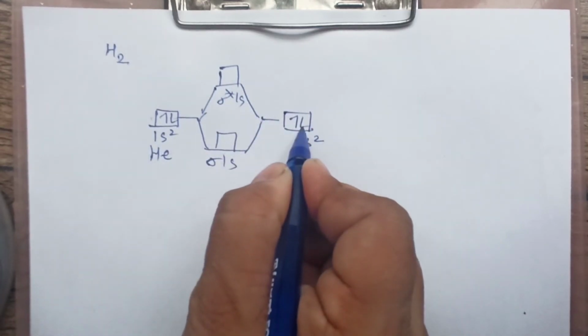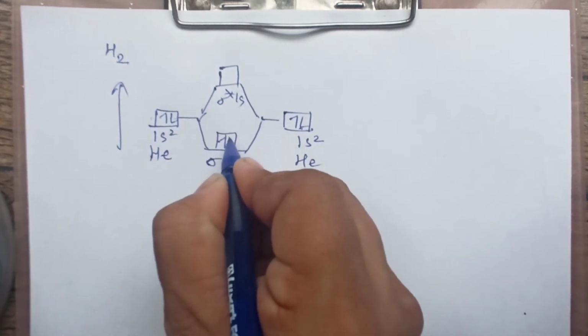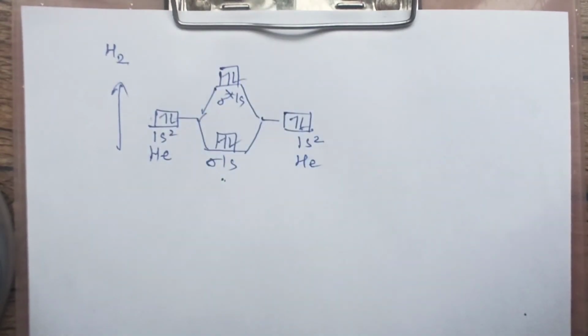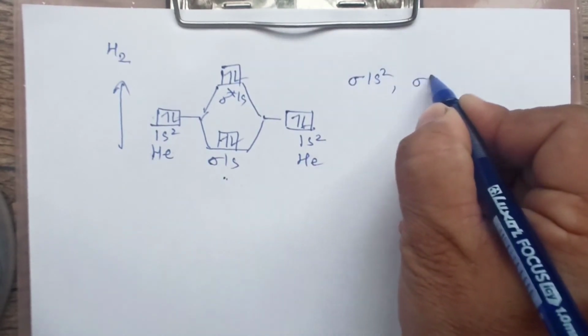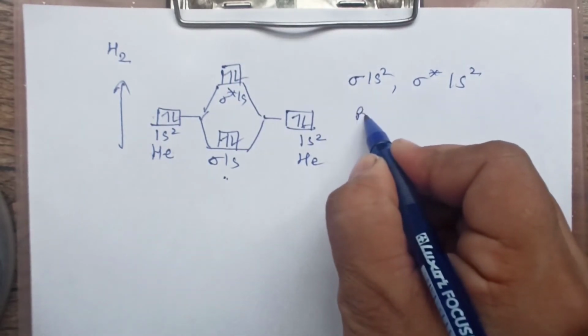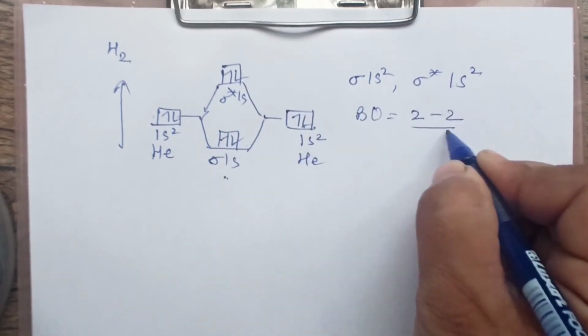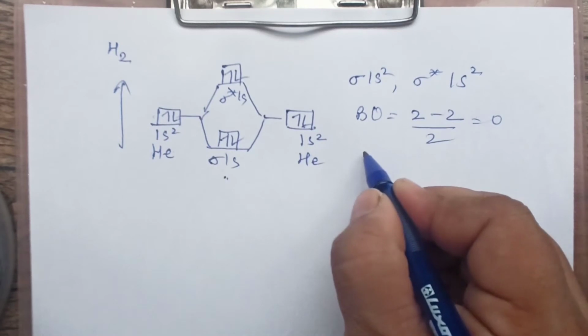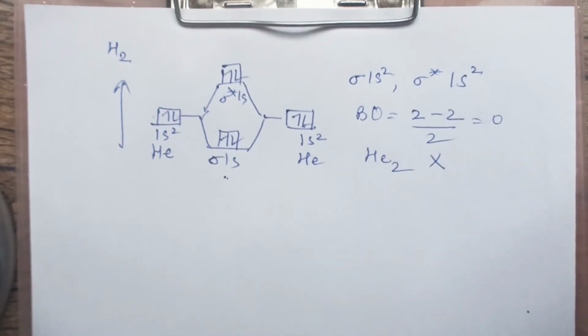2 and 2, 4 electrons. So we will start filling from here. Energy is increasing this way. So 1, 2, 3, 4. We will fill in the electrons. So the configuration for helium is sigma 1s2, sigma star 1s2. Got it? So what is the bond order? This is the configuration. The bond order is 2 minus 2 by 2, which is 0. So the bond order is 0, which means the He2 molecule does not exist. Did you follow this?